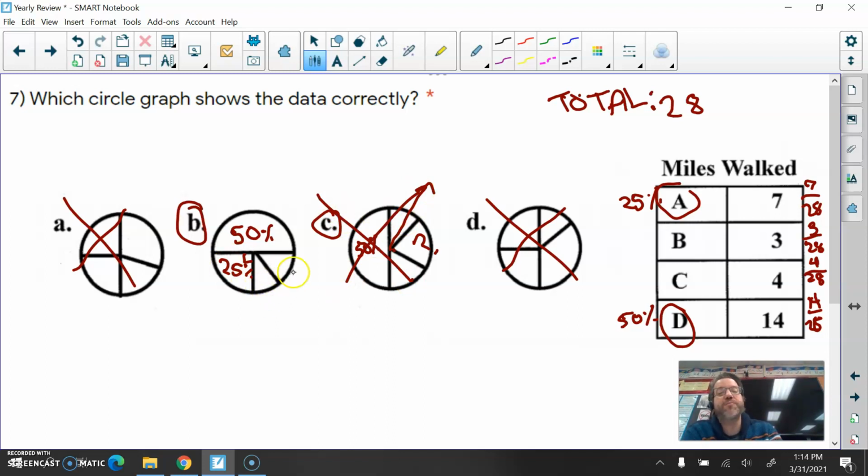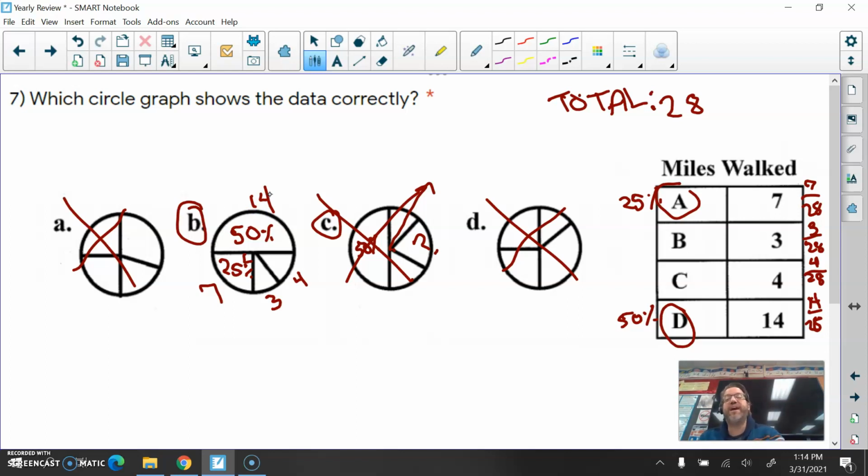Now these other sections are pretty close together. B and C are pretty close together. One's 3, the other's 4. This looks like it's smaller than this, so this must be the 3 and the 4. It would be here. Okay, this here would be the 7, and up here would be the 14. But definitely that's the circle graph that would match this data here.